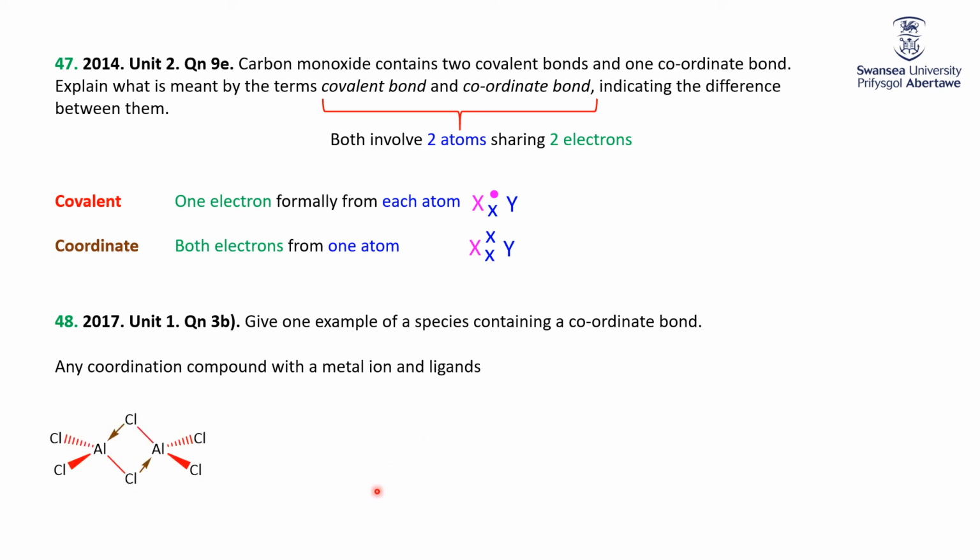One of the other classics is aluminum chloride. You've got AlCl3 there, AlCl3 here, but instead of it being a monomer in which the aluminium only has 6 electrons around it, it dimerizes, so that the chlorine from one of the AlCl3 units forms a coordinate bond to the aluminium of the other AlCl3 unit.